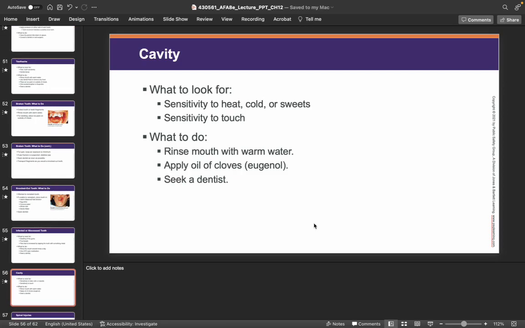For cavities. Cavities, a lot of times they're going to have that same sensitivity to temperature changes or things that are really high in sugar. They also may be really sensitive to touch.